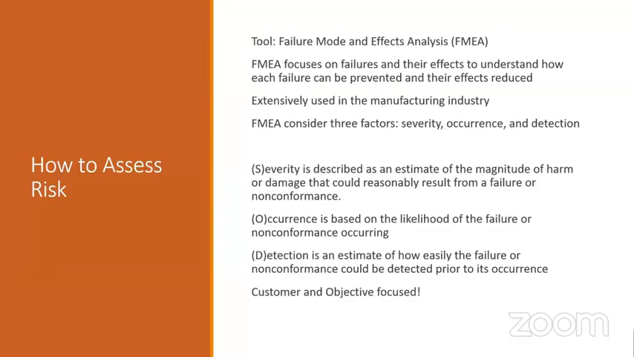retrospectively or prospectively. And detection, which is the third dimension here, is estimating how easily the failure or nonconformance can be detected prior to its occurrence. And here is, I think, where the value really comes in. Do we have a mitigating process in place so that if a very severe failure does occur, we will be able to detect it? Once again, it's customer and objective focused.